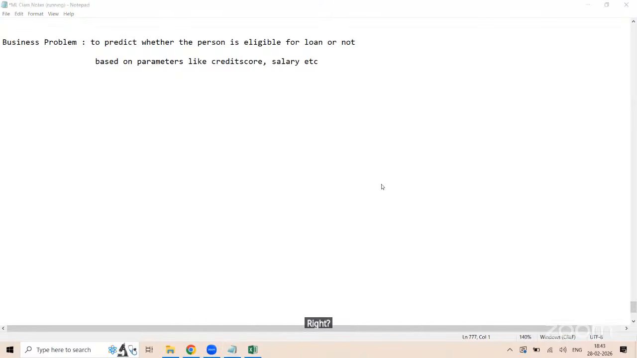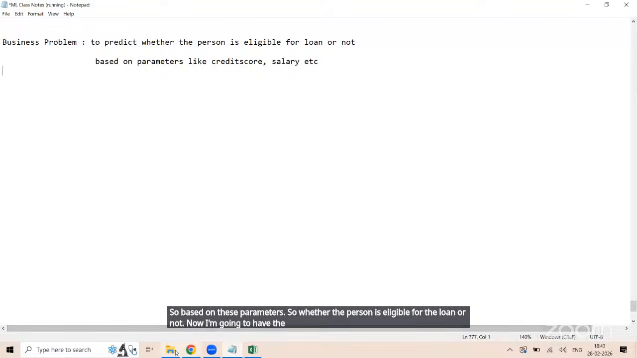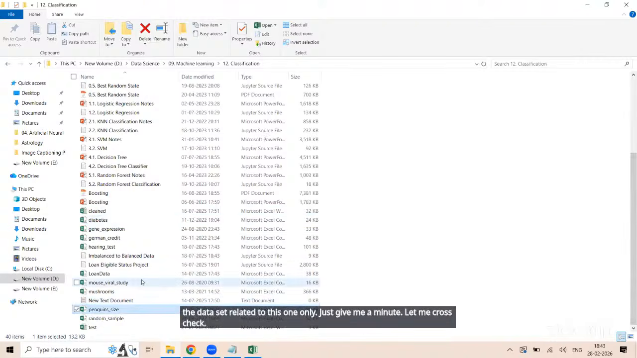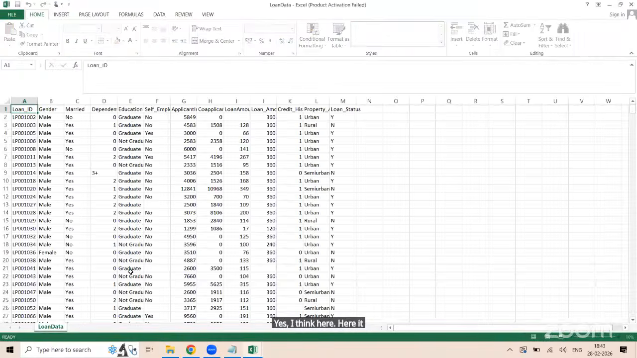Now, based on these parameters, whether the person is eligible for the loan or not, I'm going to have the data. Let me take the data set also. I'm having the data set related to this one only. Just give me a minute. Let me cross check. Yes, I think here it is.